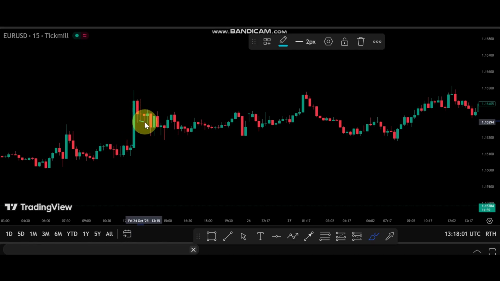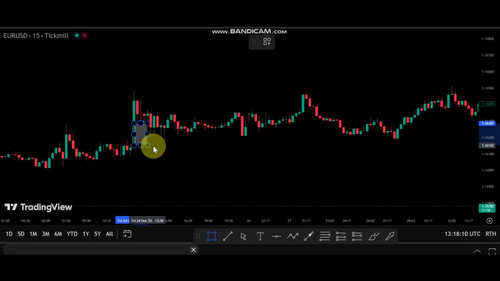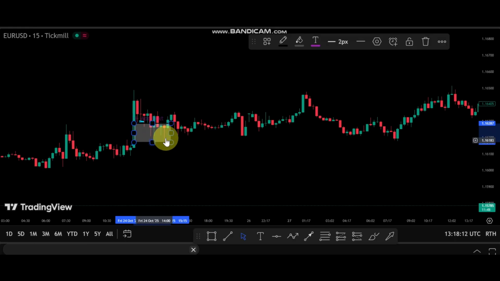There will be space in between. You can see the wick of this candle and the wick of this candle do not meet, and there is space in between. So this is an imbalance. Price will always come to fill this particular imbalance before going in the intended direction.